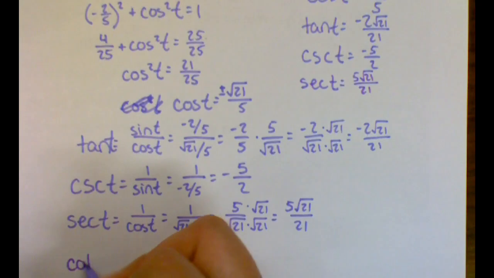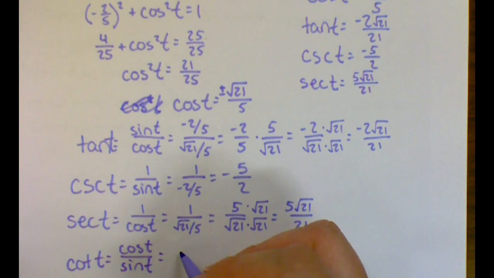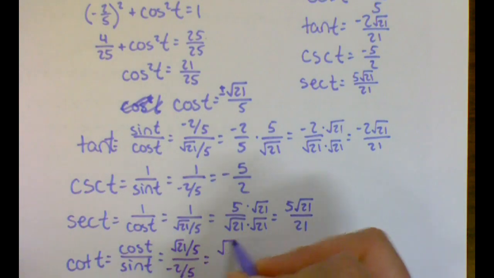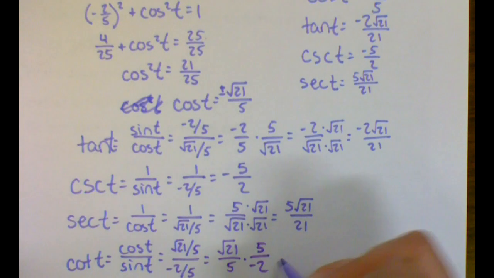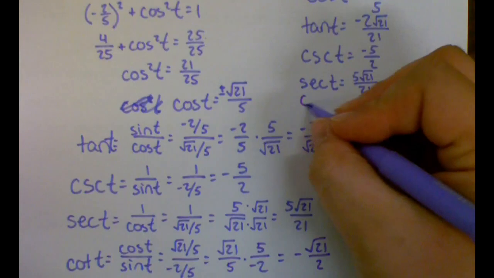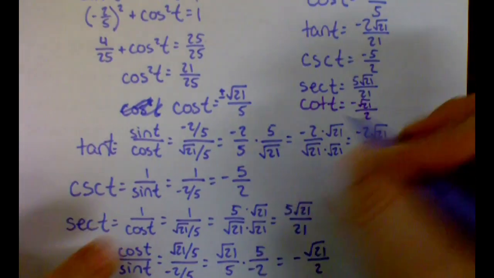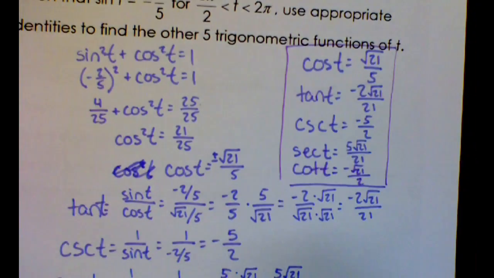And my cotangent will go cosine over sine. The cosine is square root of 21 over 5. The sine is negative 2/5. We are going to multiply by the reciprocal of the denominator. Gives me negative square root of 21 over 2. So right up here, these 5 fractions are my answer.